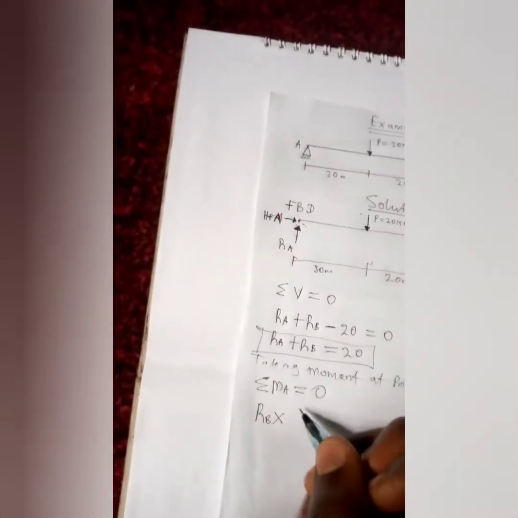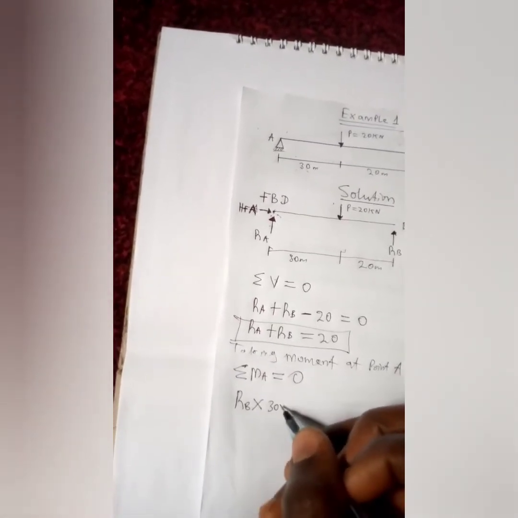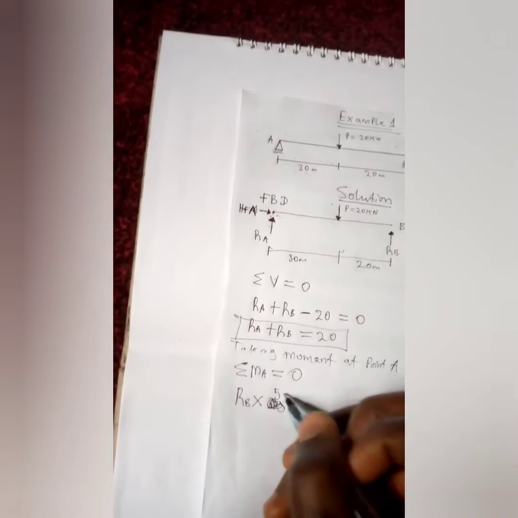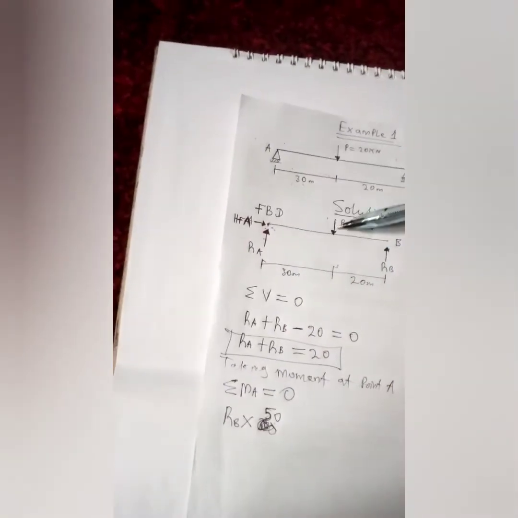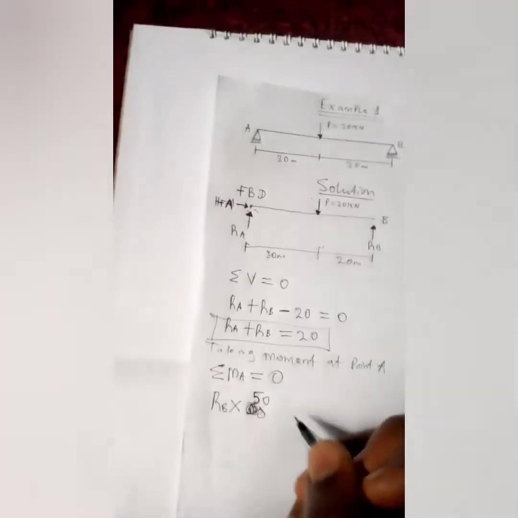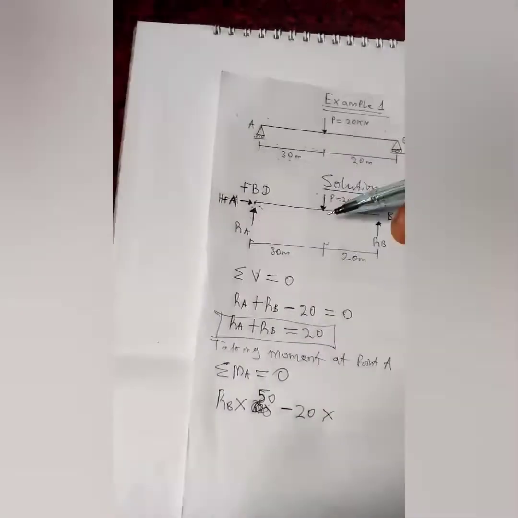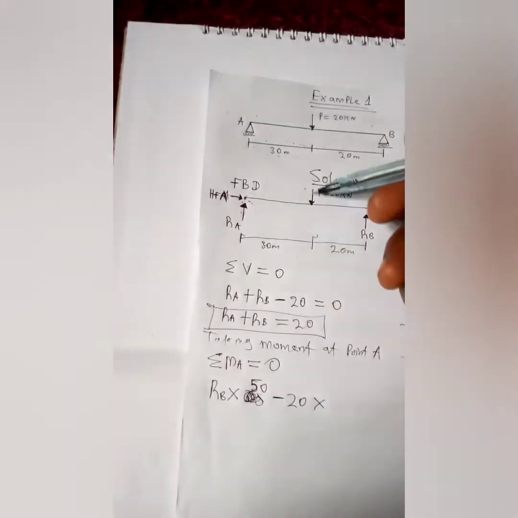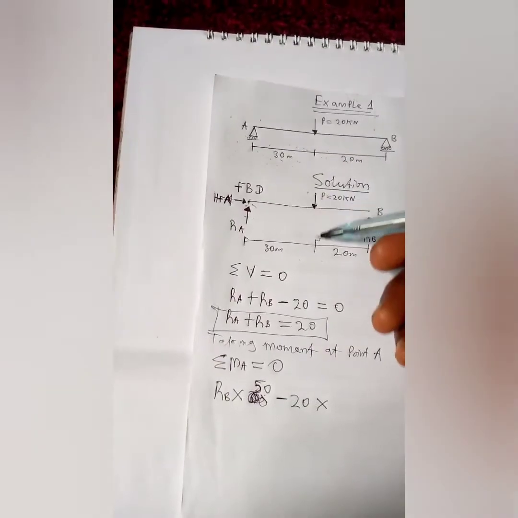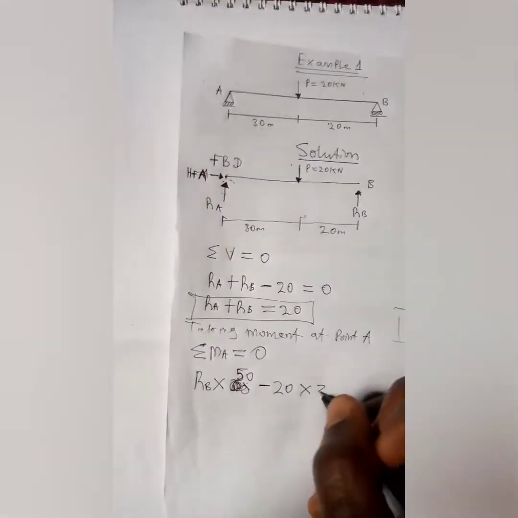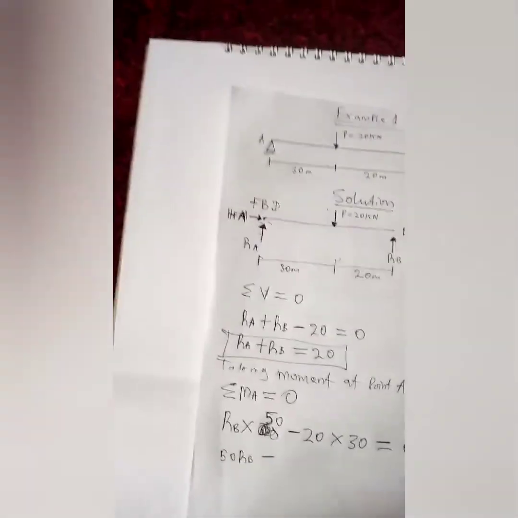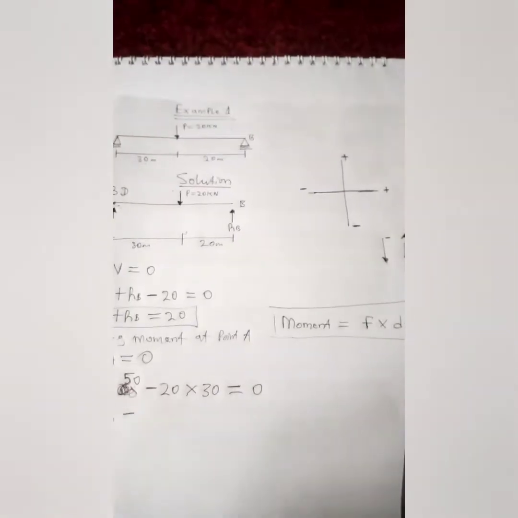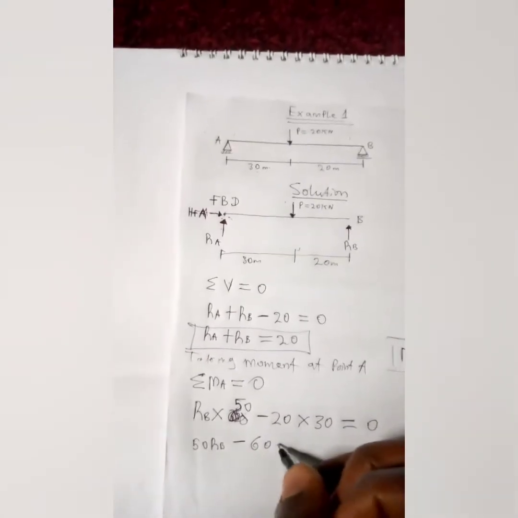The addition of the distance, 30 plus 20, is going to give us 50. The next force we have is minus 20, because the force is vertical and downward, multiplied by the distance from the force to where we are taking the moment, which is 30. We don't have any other forces, so we make it equal to 0. So from here, 50 RB minus 20 times 30 will give us 600, equal to 0.